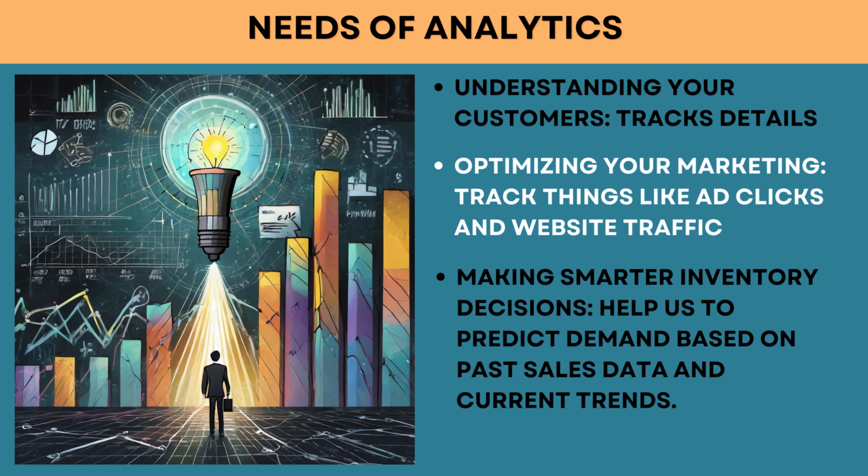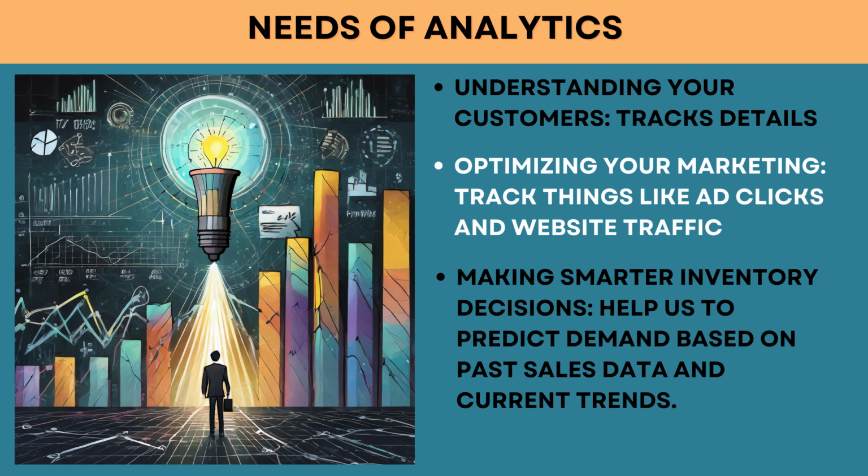Understanding your customers. With analytics, you can track things like what clothes people are browsing online, what ends up in their shopping carts, and what actually gets purchased. This can help you figure out what styles and sizes are most popular, and maybe even identify a customer group you weren't targeting before. Optimizing your marketing. Let's say you're running social media ads, but you're not sure if they're reaching the right people. Analytics can track things like ad clicks and website traffic to see which ads are converting into sales. This helps you focus your marketing efforts on what's actually working and avoid wasting money on things that don't.